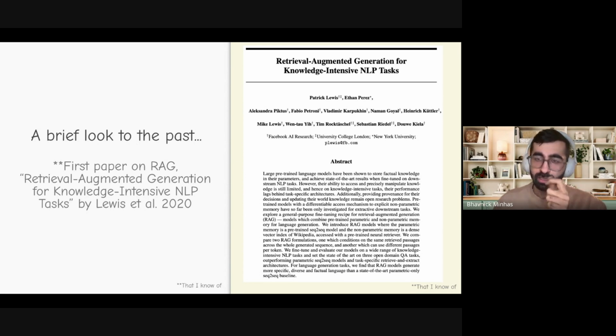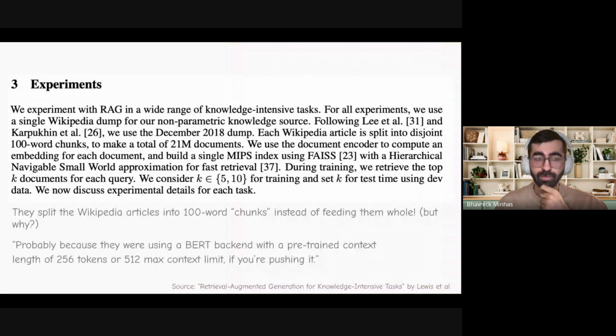They jointly trained the retrieval part and the generator part. And back in 2020, they didn't have the models that we have today. 2020 was the time for GPT-3, I believe, or GPT-3.5, and ChatGPT wasn't there exactly. So what they were using was BERT and BART, and both of them have pretty short context lengths. But we'll talk about that in a bit.